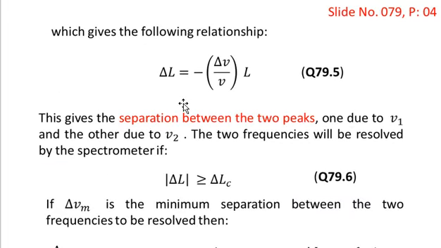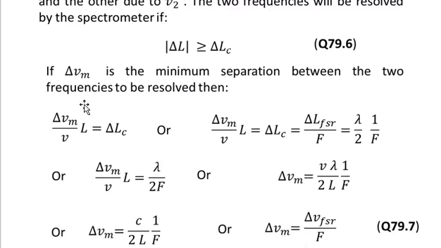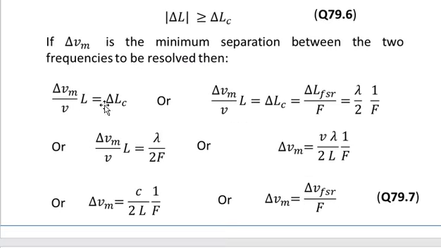So what I have done is make the modifications in this equation. I have changed delta nu to delta nu m, which is the minimum separation in terms of frequency between the two frequencies of the input beams nu 1 and nu 2, and delta L has been replaced by delta LC according to equation number 6, which is the minimum condition for the resolution of the two frequencies nu 1 and nu 2 represented by delta nu m. So we have delta nu m over nu is equal to delta LC over L.